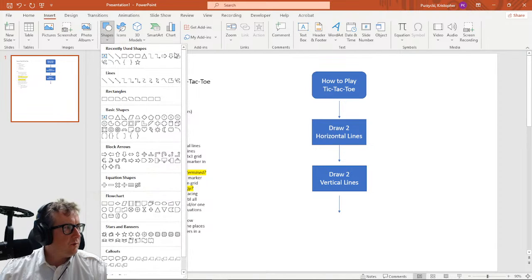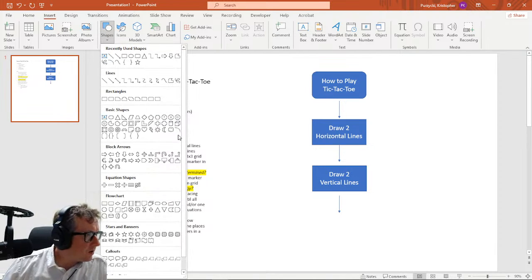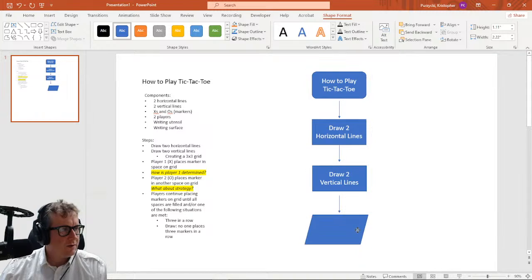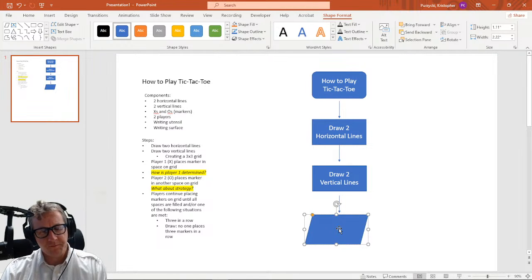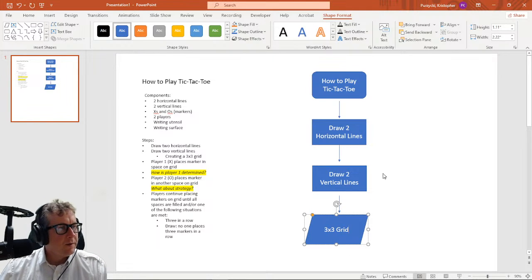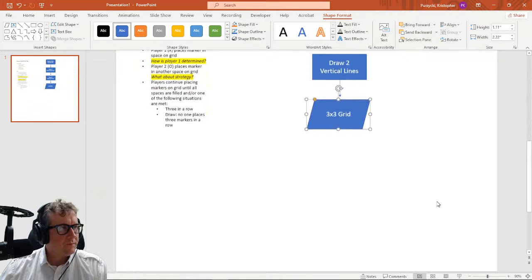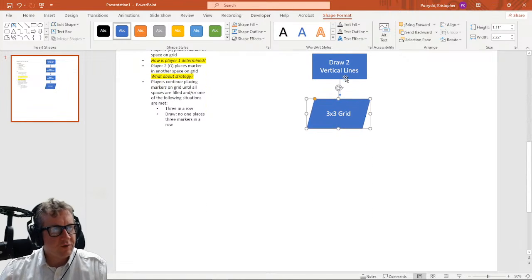And let's see what we have for our shapes. I believe object is a skewed trapezoid like this. All right. So we've got our basic 3x3 grid. And now we start to get into some more interesting pieces, right?